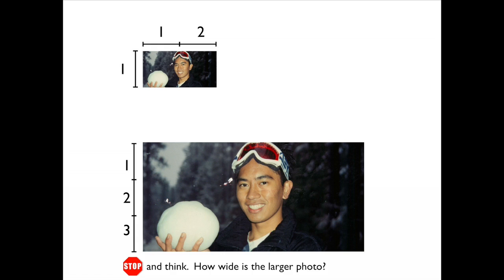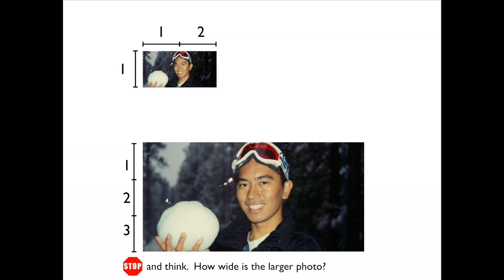And this is where understanding proportions is really helpful. Let's say the first photo is 1 unit tall and 2 units wide. Here's the second photo, and it's 3 units tall. Now, stop and think, and without actually measuring, can you figure out how wide the picture is? Let me give you a couple of seconds to think.